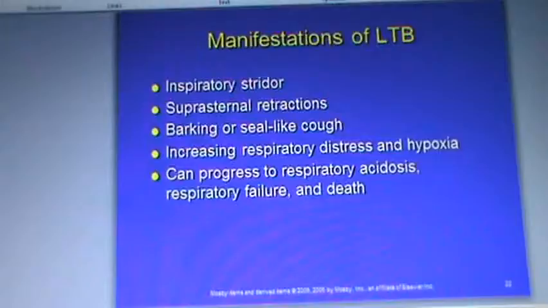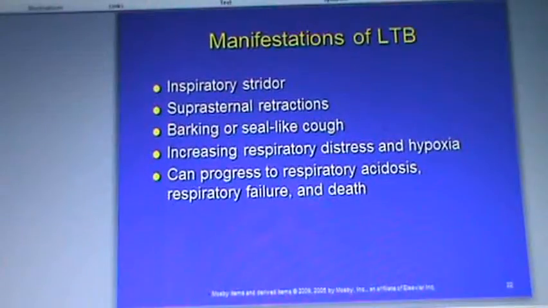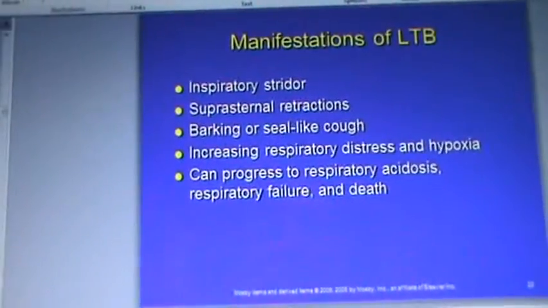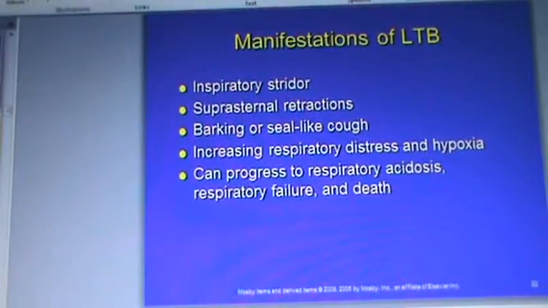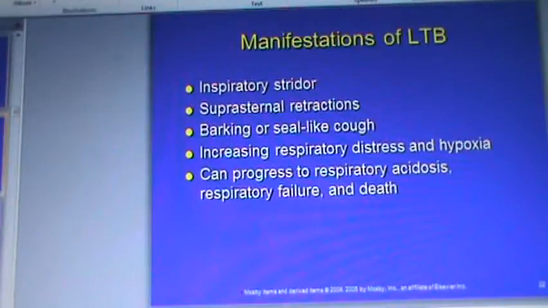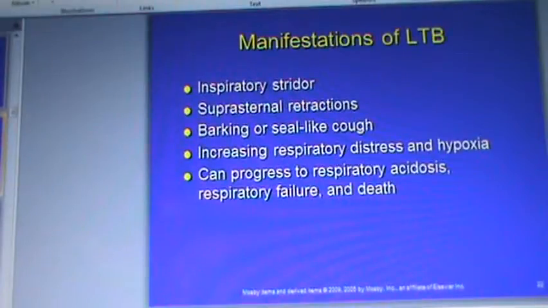You got an inspiratory stridor. Substernal retractions. What are substernal retractions? That's when the skin goes in between the ribs and you can actually see it caving in as they breathe. It looks like the skin's going to go right in their ribs. Barking or seal-like cough, increasing respiratory distress, and hypoxia can progress to respiratory acidosis, respiratory failure, and death. This is nothing to fool with. That's why they want you to have those trachs on hand. And we'll be showing you what respiratory distress looks like in a little while.